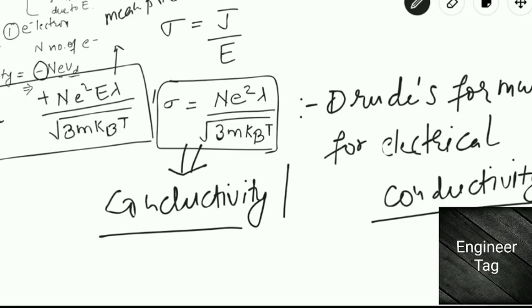So this was all about the classical theory, or classical Drude theory, or free electron gas theory of metals. In the next class we will discuss the quantum theory.